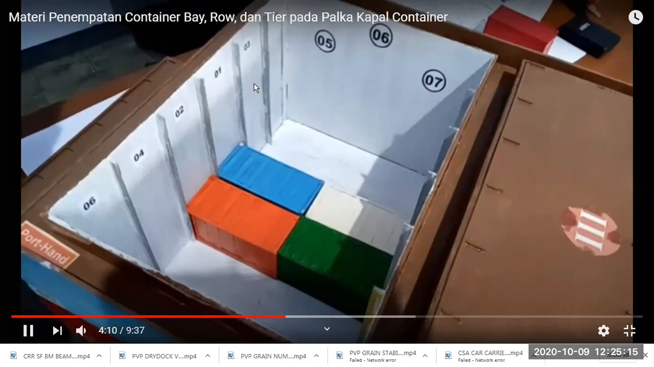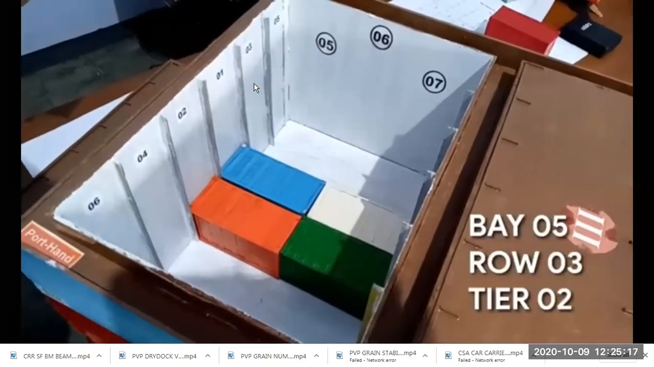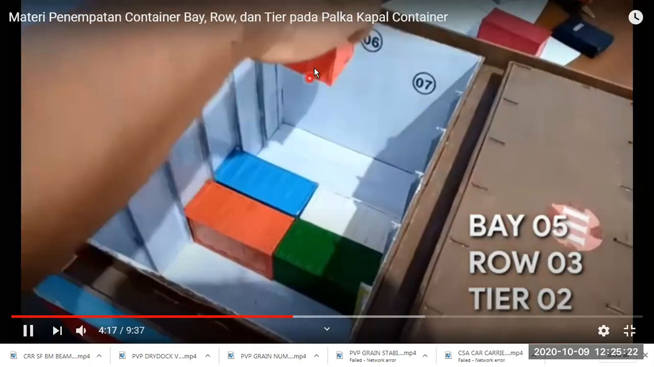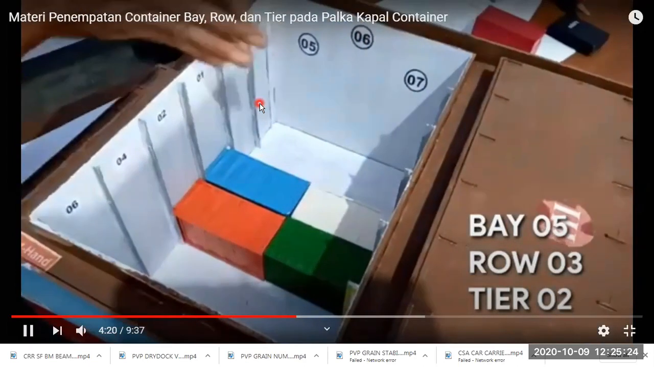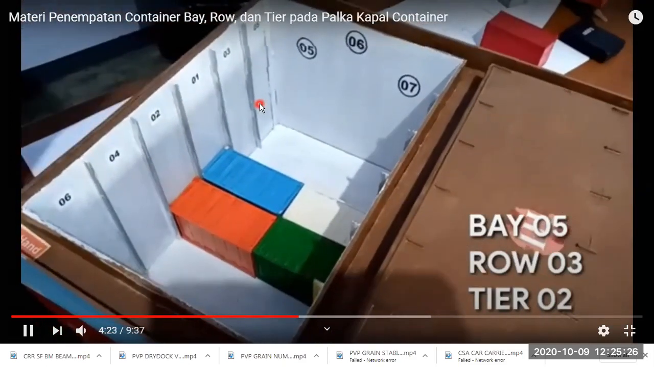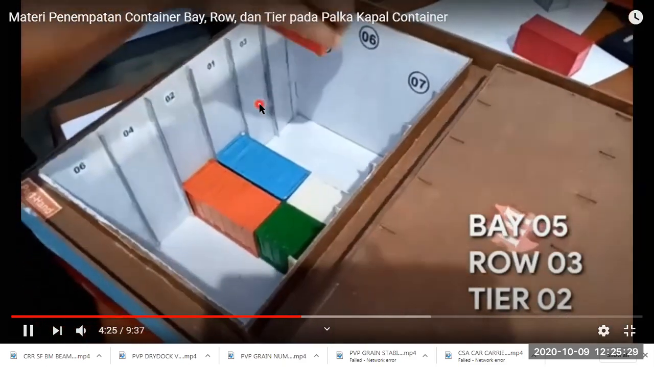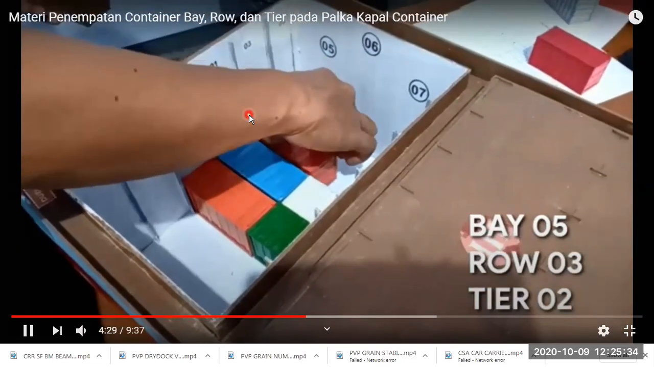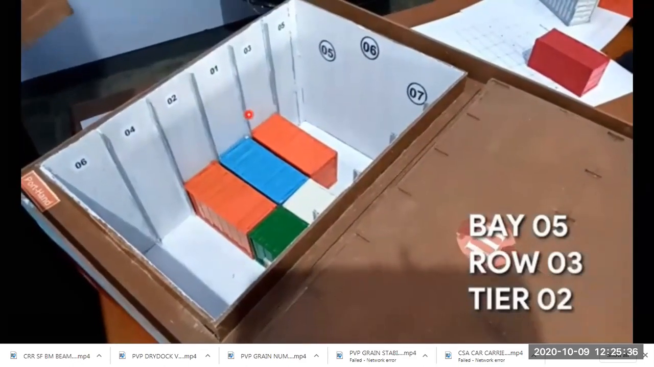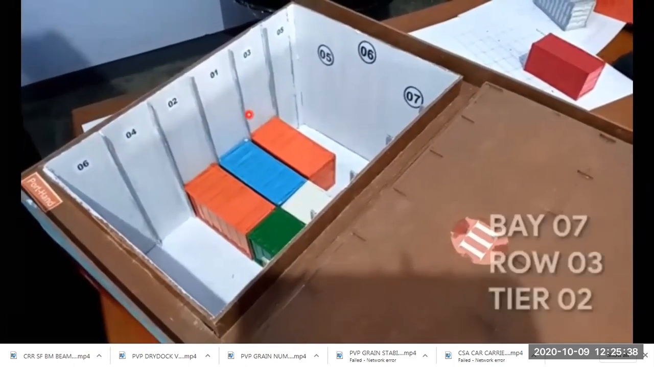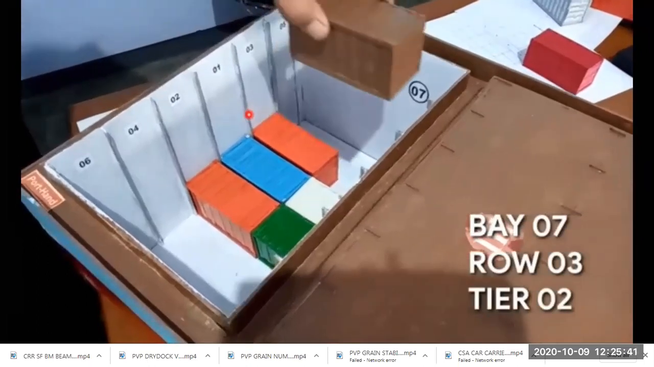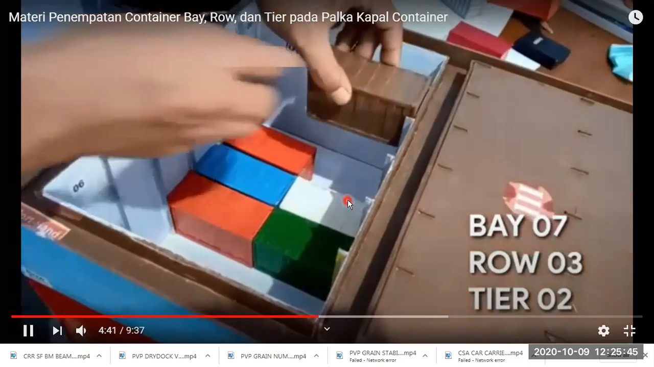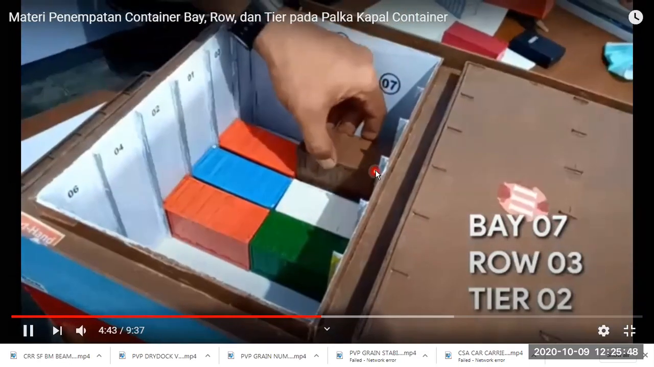Now bay 05, row 03, tier 02. So 05 bay, 03 row, and tier 02, from the center to the right side, row 03. So this is bay 05, row 03, tier 02. Okay. Bay 07, then bay 07, row 03, tier 02. So bay 07, tier 02. We put it in row 03, tier 02.